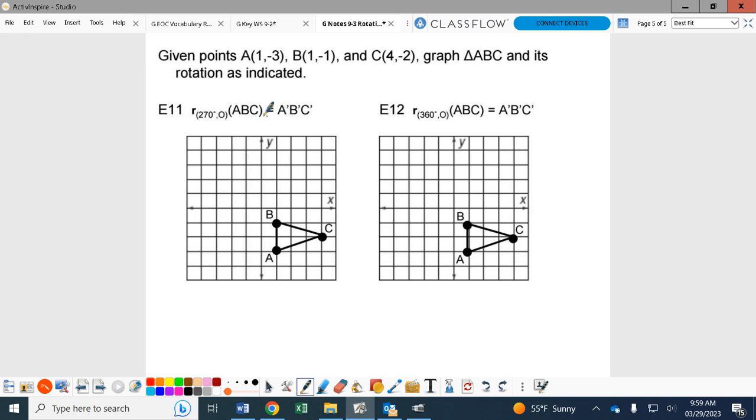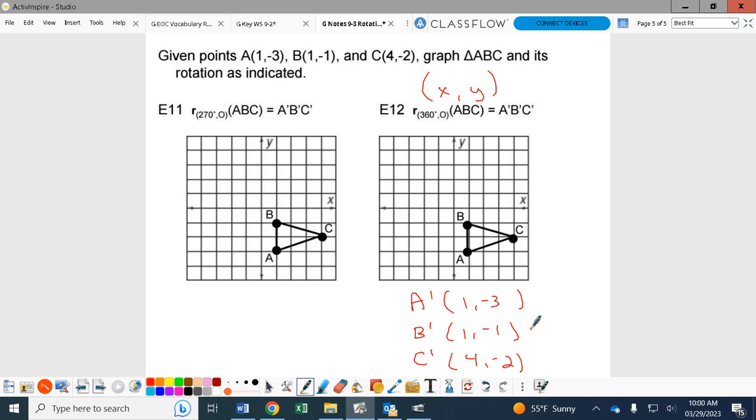Okay, here we go, guys. I'm going to do example 12 first. Why am I doing 12 first? Because, guys, listen to me. It's 360 degrees. That means it ends up exactly where it started. So your new points, A prime, B prime, and C prime, are going to be the exact same points you started with. It's going to be 1, -3, it's going to be 1, -1, and it's going to be 4, -2. There's no change. When it's 360, there's no change.